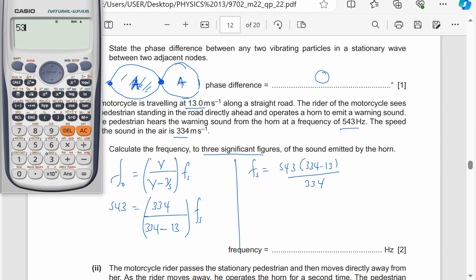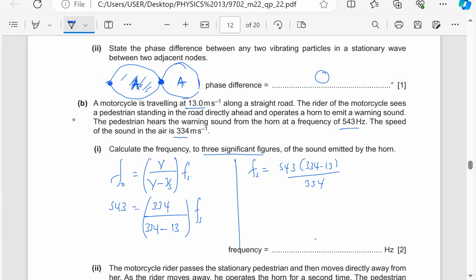So 543 times 334 minus 13 divided by 334. So that is 521.8, which is approximately 522 because they want three significant figures. So that is 522 Hertz.